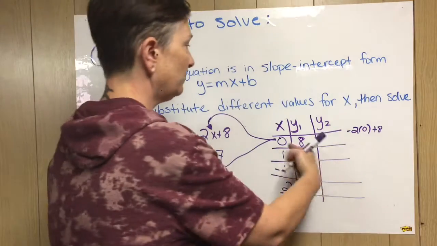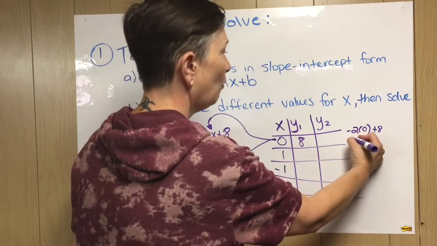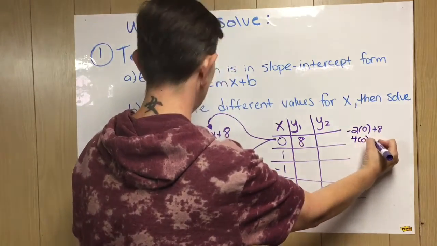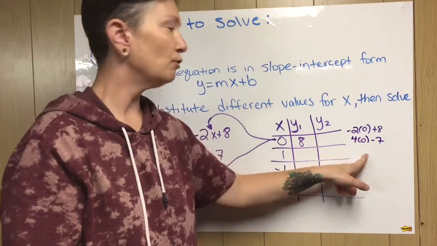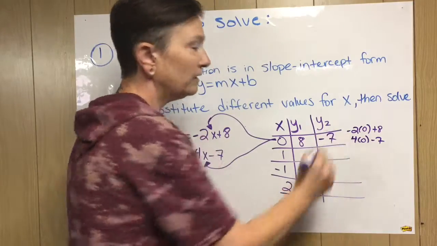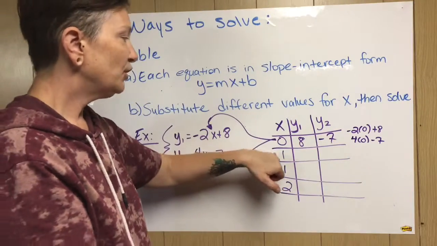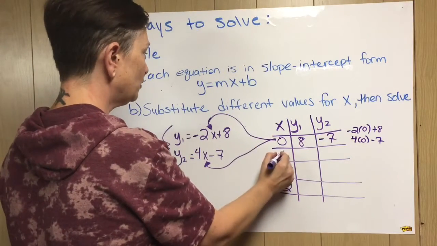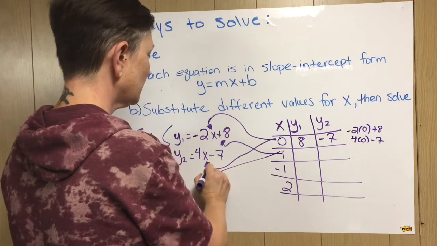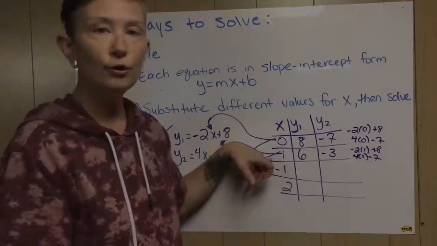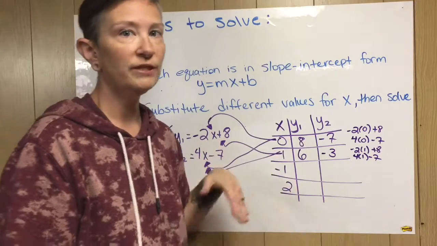And then I can do the same thing for y2. 4 times 0 minus 7. So 4 times 0 is 0. 0 minus 7 is negative 7. I will continue on and substitute 1 into both of these and get a value. You can put the other 2 in and complete your table.